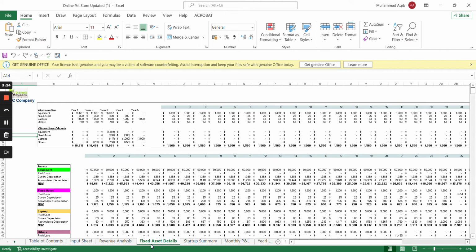Moving on to the fixed asset details. Fixed asset details allows the business to know the depreciation expense each month for its fixed assets. This will help the company to record the expense in the P&Ls, which will allow the business to not over or understate their profit and show a fair representation in the P&L.